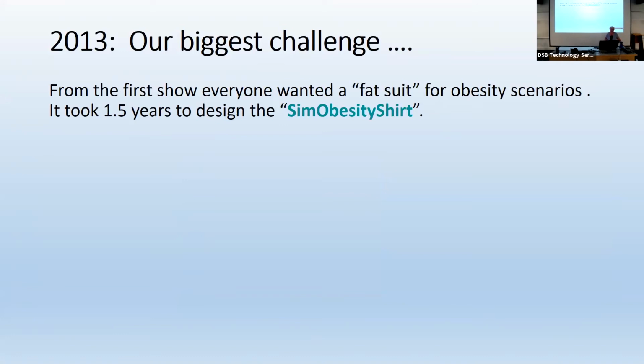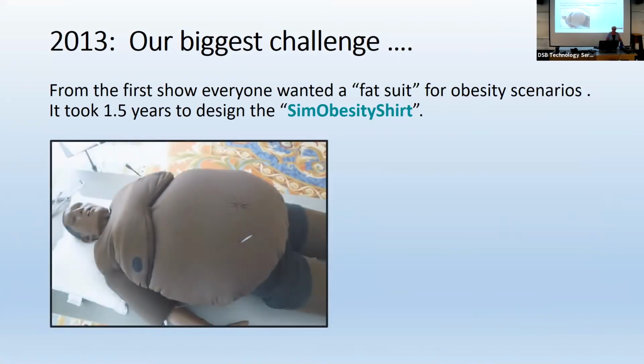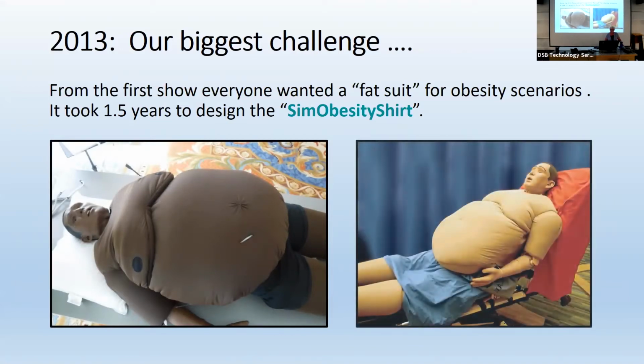2013, our biggest challenge. From the very first show, everybody wanted a fat suit for obesity scenarios, because obesity is one of the biggest health issues that you're dealing with, whether it's somebody coming into a clinic, somebody having to stay long-term in the hospital, or going through surgery. It took us 1.5 years to design the Sim Obesity shirt, because it had to meet all those other conditions. It had to be washable, usable, shippable, all these kinds of things. And this is the fellow that we came up with. The mannequin was the dark skin. We made the suit, and there's the other one.